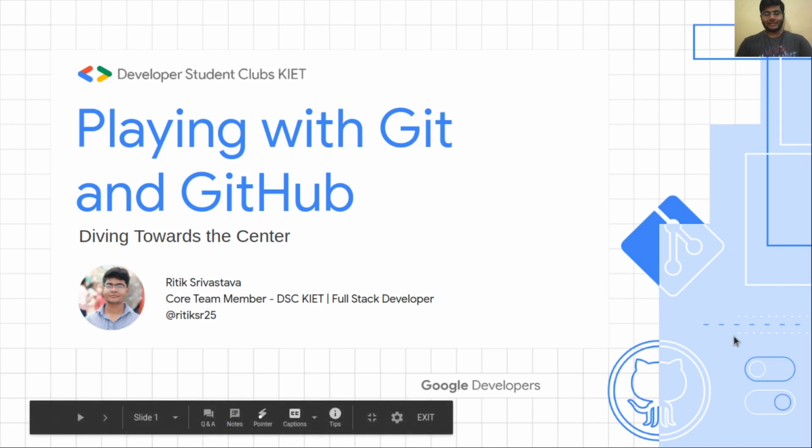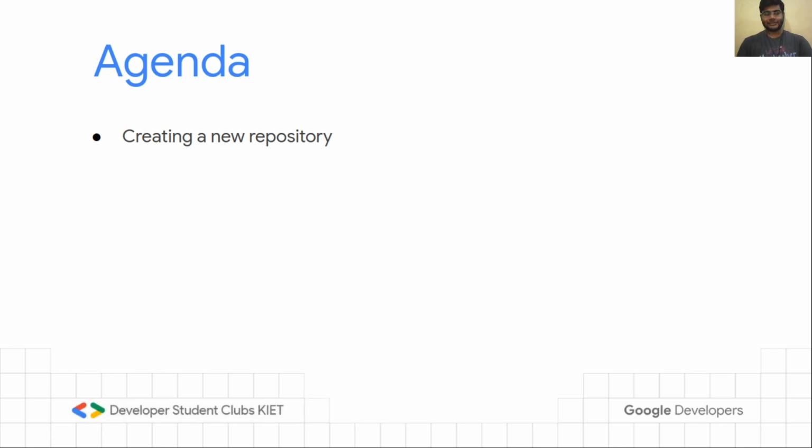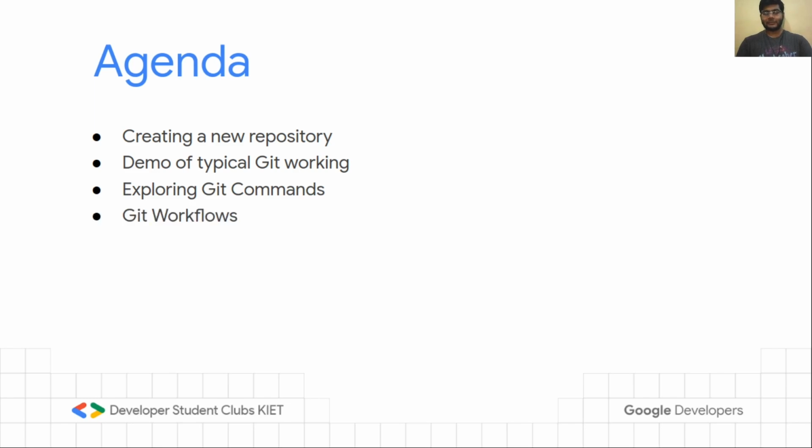So let's start the session with this agenda. Today we are going to create a new repository from scratch. We will explore a demo of a typical Git workflow using all the commands that are commonly used in a Git repository. We will explore various Git workflows that are available and used by organizations. We will then explore various features of GitHub.